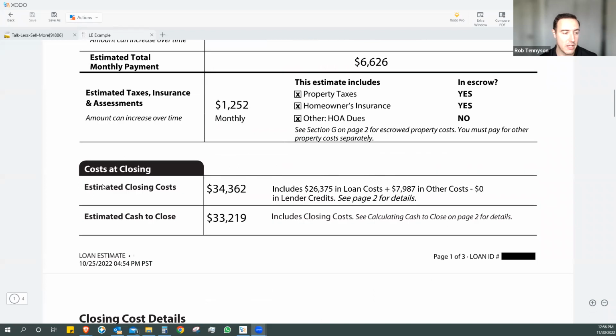And so, at the bottom of page one, it'll show the closing costs and the cash to close. For this one, the estimated cash to close is how much out of pocket you have remaining to close this transaction.